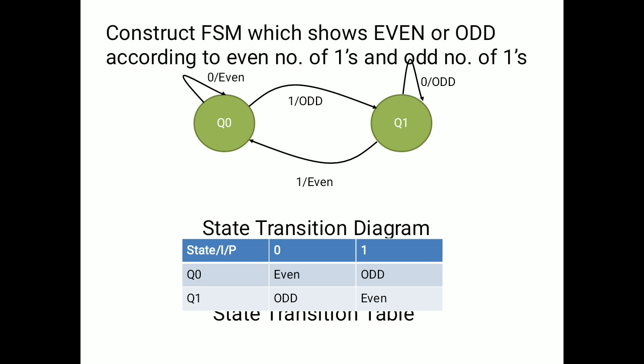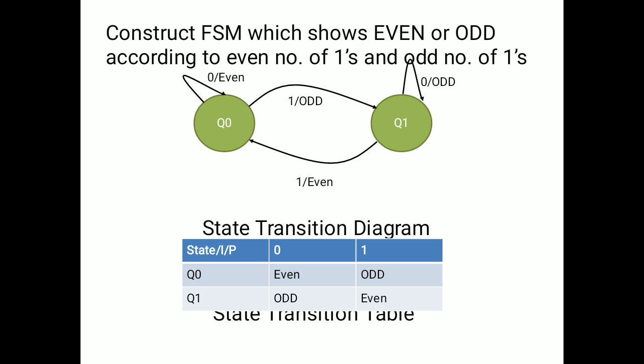So when at Q0, 0 is the input, our output is even, because 1 is not coming, it is coming 0 times. For example, if 1 is coming, then 1 is coming for the very first time. So for example, if our string is 0 1, then when 0 comes the output will be even, and when 1 comes it will generate the odd output, because in the 0 1 string, 1 is coming one time, and 1 is an odd number, so it will show you the output as odd.